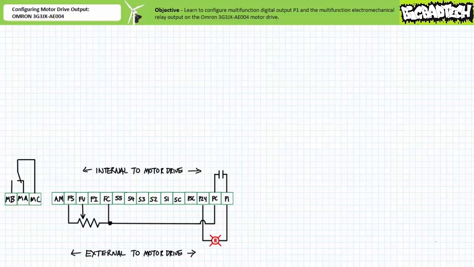By tying together the PC common terminal to that of the FC common terminal, when P1 is in the default open state, no connection exists and the pilot lamp remains unilluminated. When P1 closes, a connection is established and the pilot lamp would illuminate.